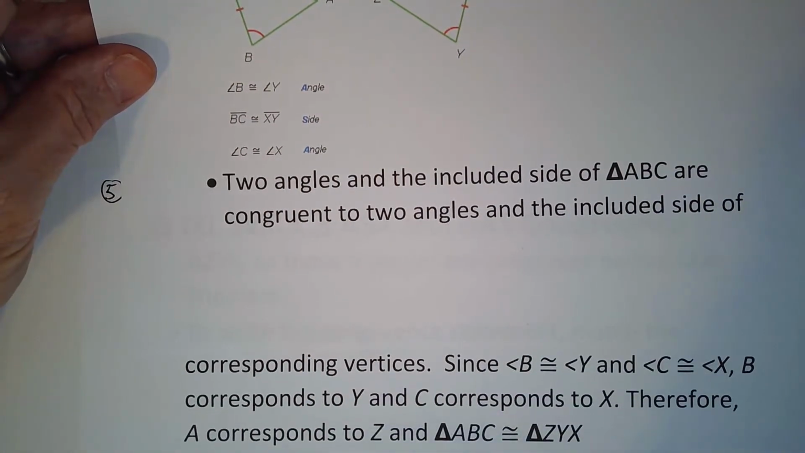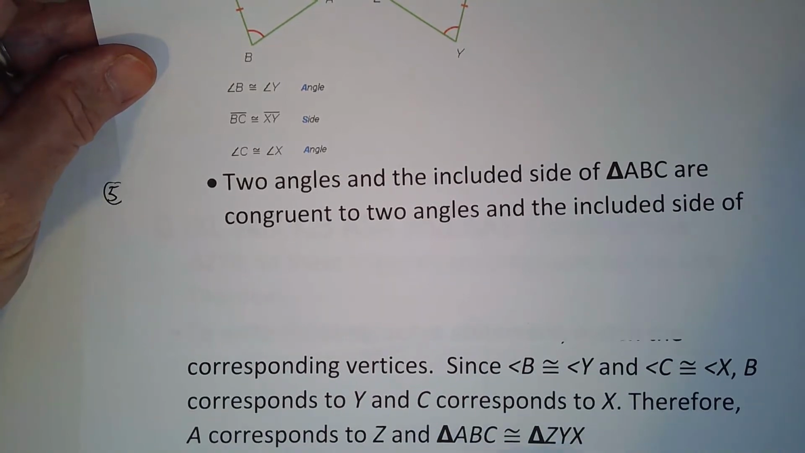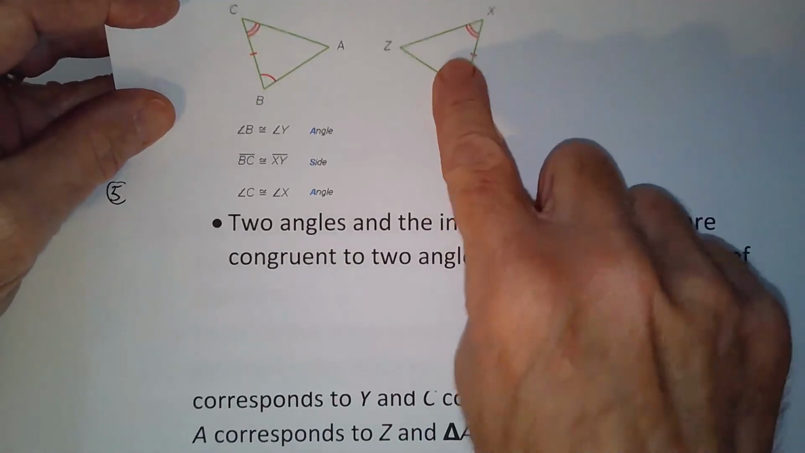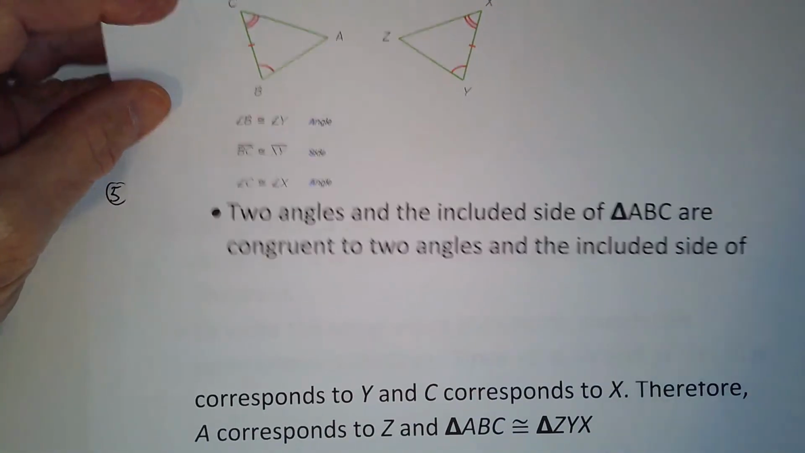So the conclusion we can make again is that triangle ABC is congruent to triangle XYZ, which is up here. Okay? All right.